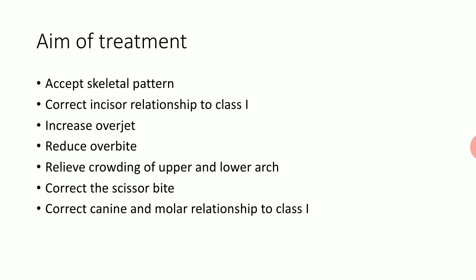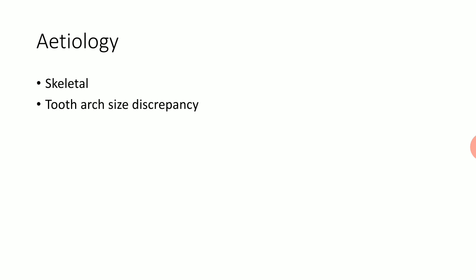The aim of the treatment is to accept the skeletal pattern, to correct the incisor relationship to class 1, to increase the overjet, to reduce the overbite, to relieve crowding on upper and lower arch, to correct the scissor bite, to correct the canine and molar relationship to class 1. The etiology is skeletal pattern and tooth arch size discrepancy.